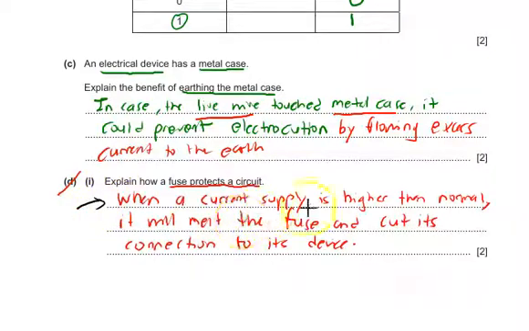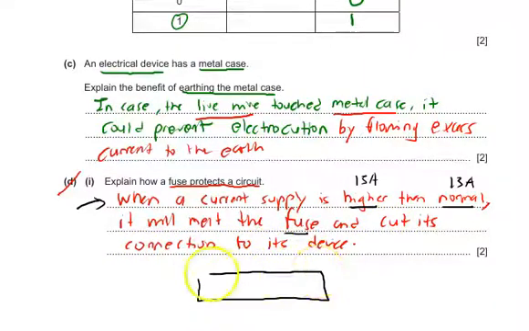So when the current supply is higher than normal, let's say you are using about 13 ampere, and in the case of a thunderstorm maybe it's about 15, right? What happens is it will melt the fuse and cut the connection to the device.